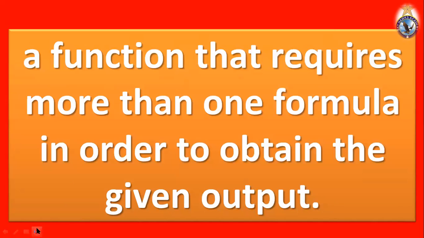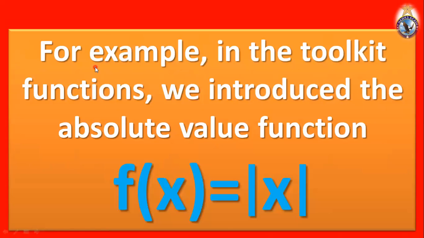Please read this one. A function that requires more than one formula in order to obtain the given output. More than one formula. Then look at this. For example, in the toolkit functions, we introduced the absolute value function f(x) = |x|, the absolute value of x, or the modulus of x. So here, as you know, in the modulus, the positive and negative values are both included.